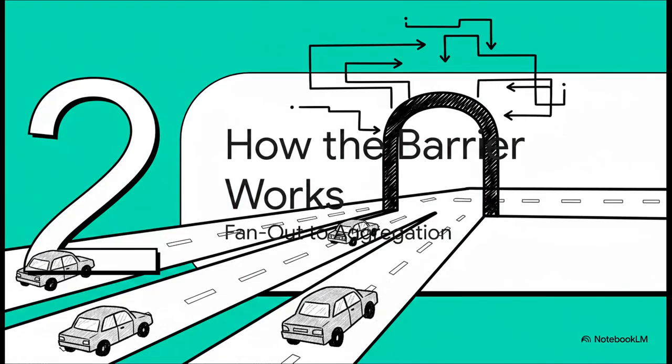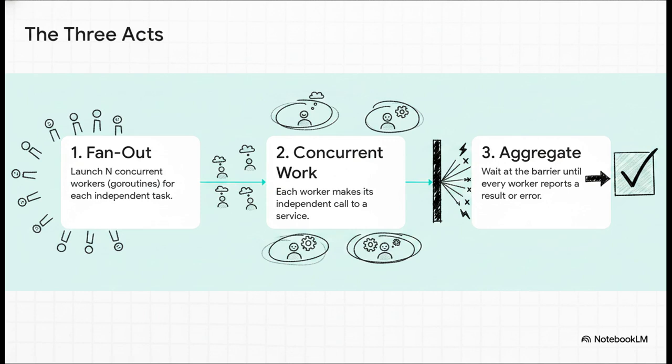So how does it actually pull this off? Let's pop the hood and get into the mechanics. I want you to think about it like 3 lanes of traffic on a highway. Each lane is a call to one of our services. The barrier itself is kind of like a gate at the end of those lanes, and that gate absolutely will not lift until all 3 cars have arrived safely. Only then does the combined traffic get to move forward.